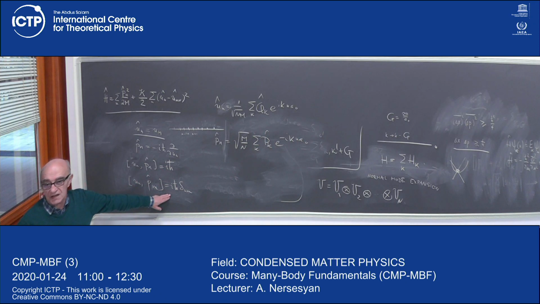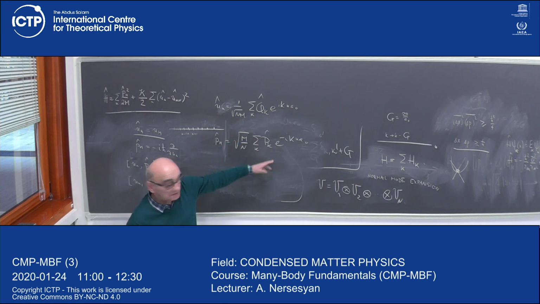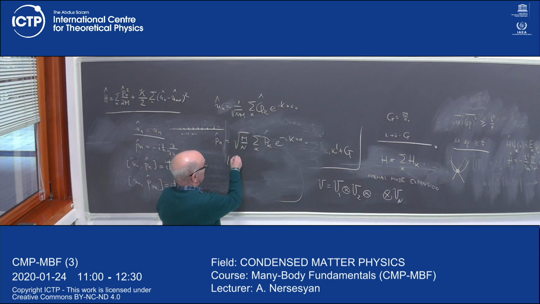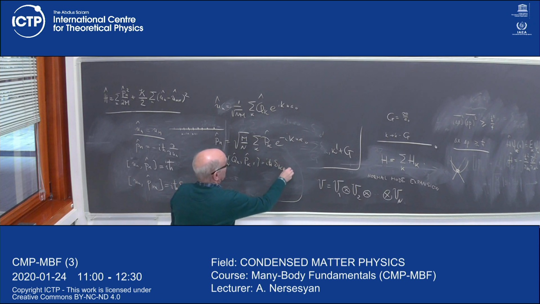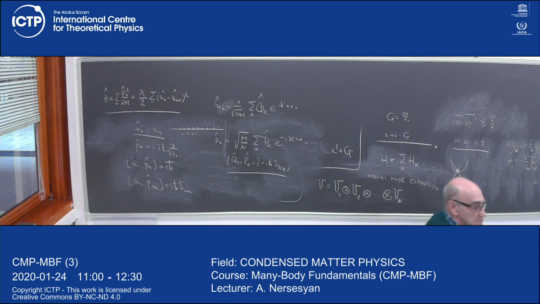I quantized everything in real space. What is the implication for the quantities in momentum space? It's a very simple exercise to check that the commutator of Q_k and P_k prime should be i h-bar delta_{kk prime}. Quite similar to what we have in real space. It's direct, straightforward. You sit down, calculate, and you immediately get this.